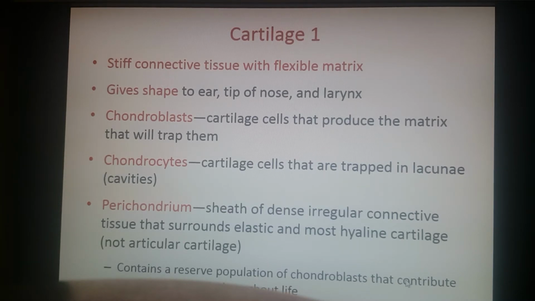These cells are trapped in their own little caves called lacunae. You'll see this when we look at the slides, where it's literally a little hole and these cells are located in there.